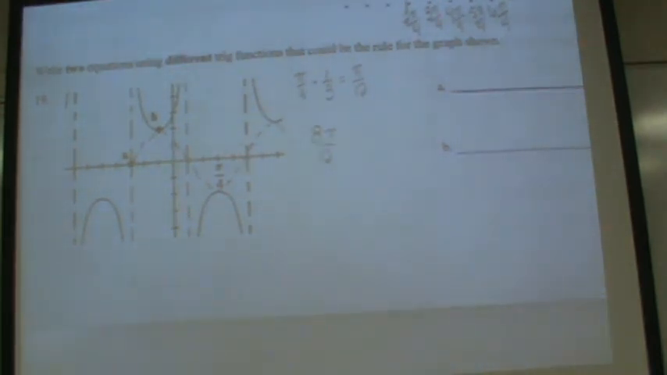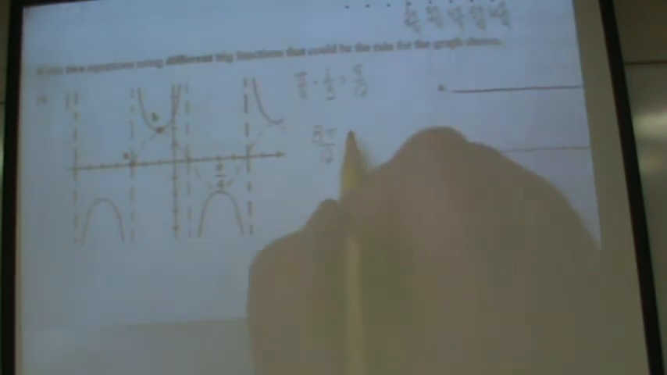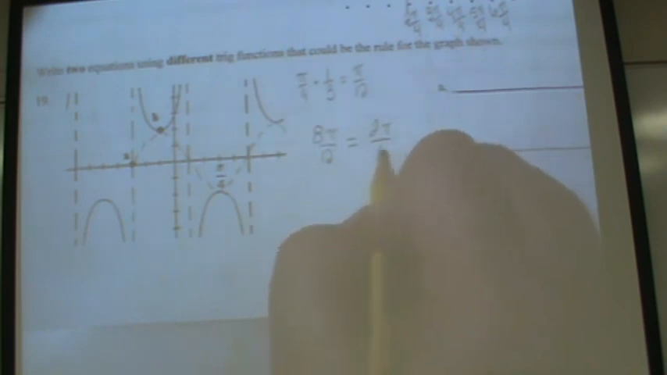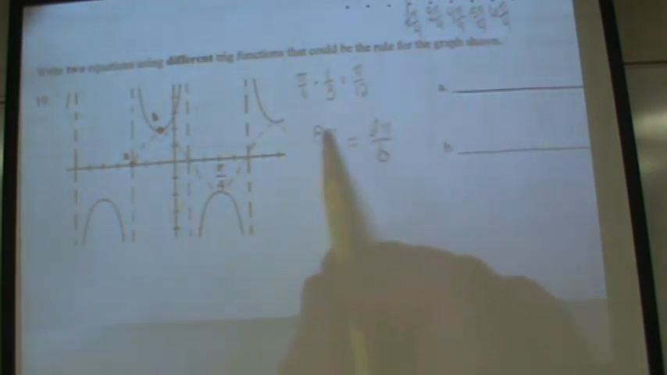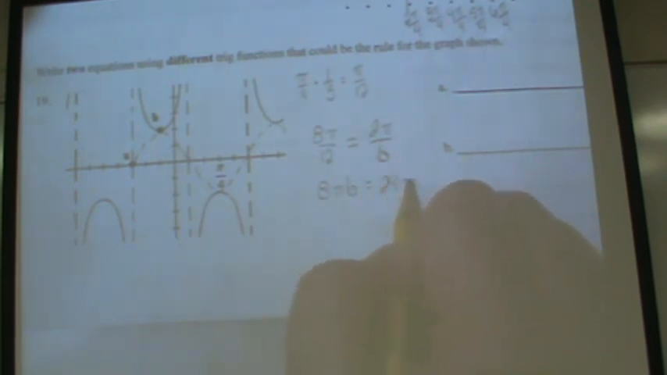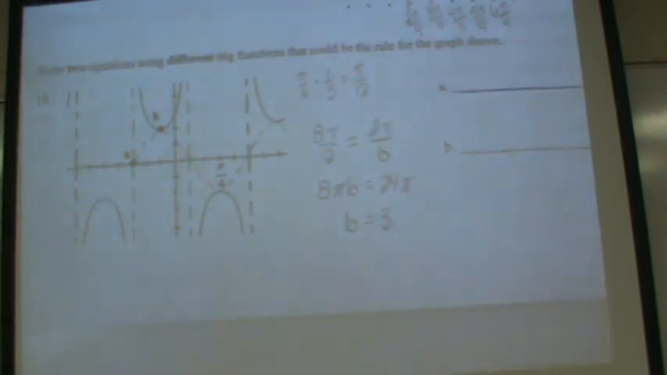And with that period, we're going to find our B value. So we're going to set that equal to 2 pi over B. Remember, that's how we found our period, by setting it to 2 pi over our B value. Now we're going to solve for our B value. You're going to get 8 pi B equals 24 pi. The pi's cancel. Dividing by 8, you get B equals 3. So our B value is 3.